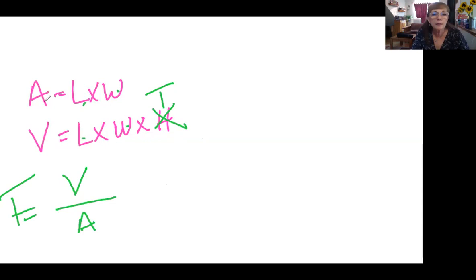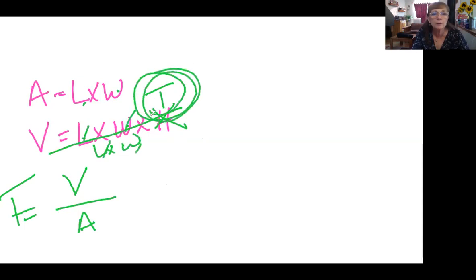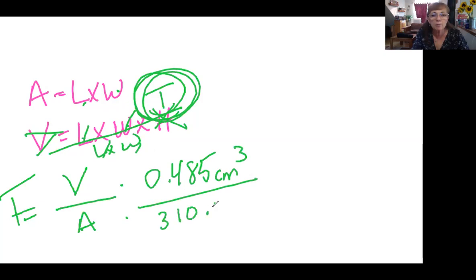Again, length times width, so it would be under here, length times width. They cancel, you're left with thickness when you're done with the volume, okay? So it's volume divided by area. So area is in your first column, volume's in your second column. For my set of data, my volume is 0.485 cubic centimeters. My area was 310.5 centimeters squared.